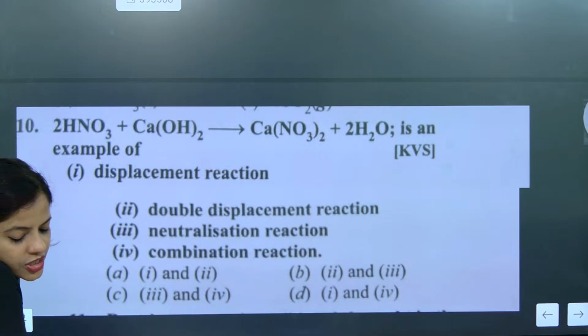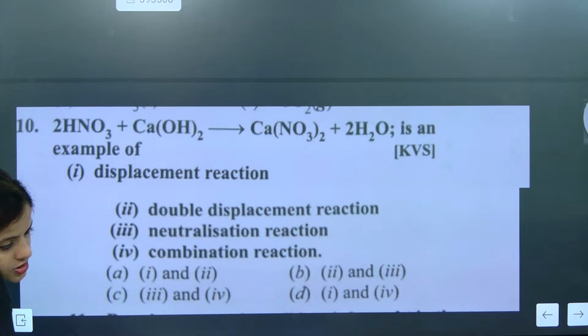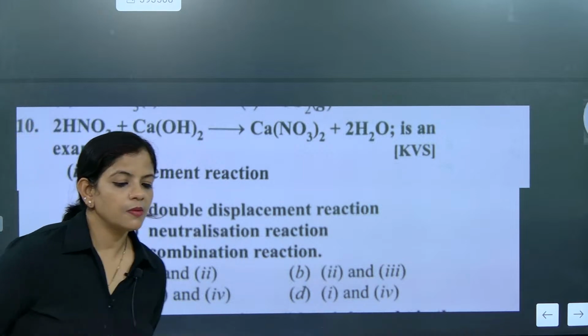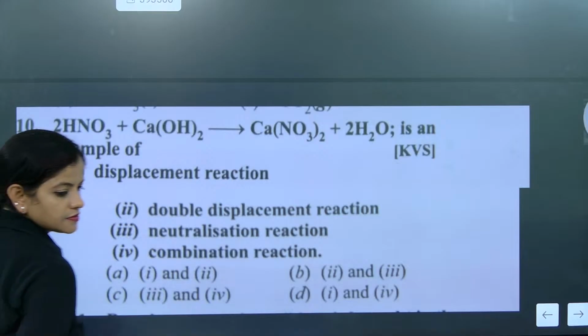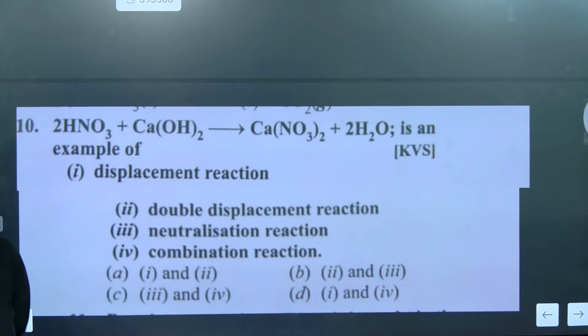What type of reaction is it? HNO3 and calcium hydroxide. Come on, go for it, please. Try this. What type of reaction is it, beta? You just check.